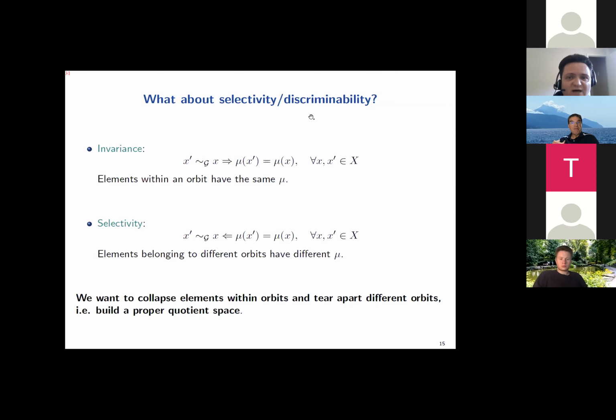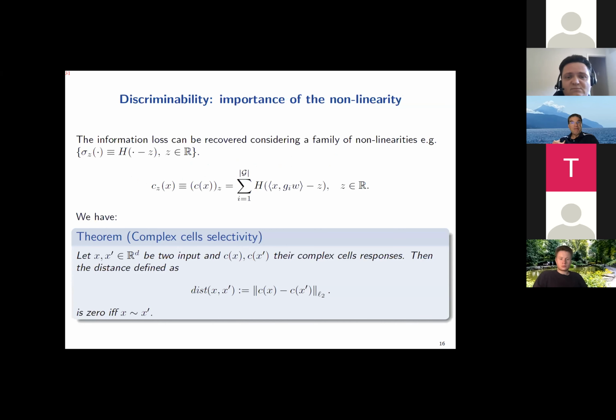So what we would like to have is a sort of discriminability. In other words, to produce a nice, proper quotient space with respect to the transformation. We would like the neural signature to compress two points which belong to the same orbit into the same point, or tear apart two points that belong to different orbits. So this is the discriminability or selectivity part. How can we achieve this?